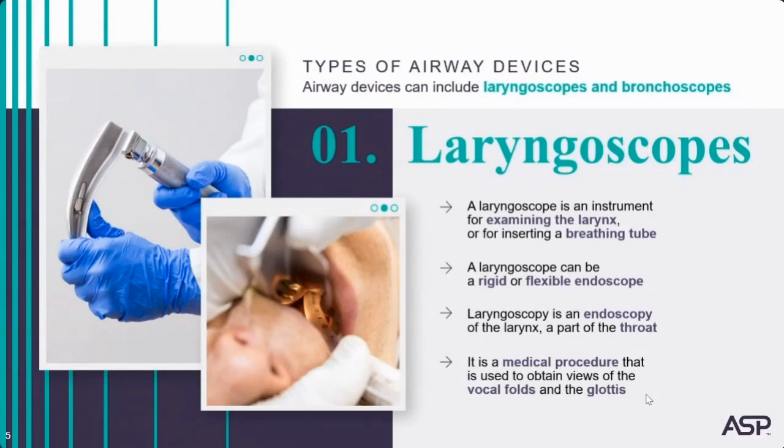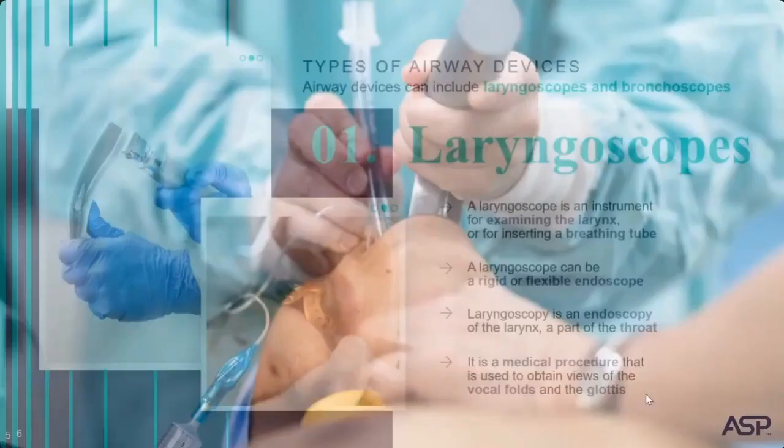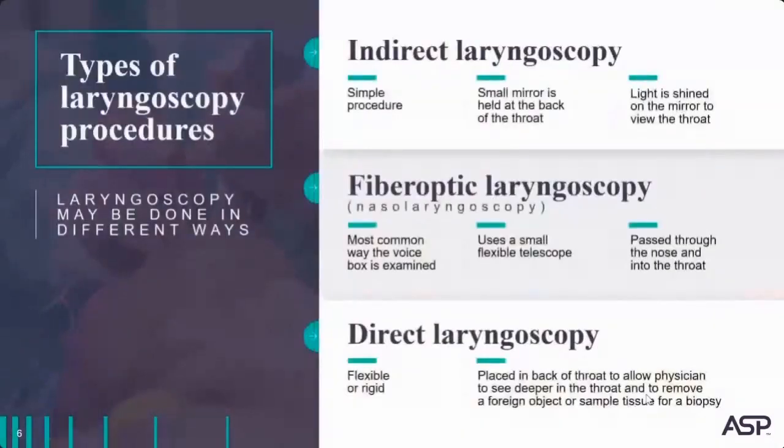There are both rigid and flexible laryngoscopes, which is used is dependent on physician preference and procedure. Laryngoscopy is an examination of the larynx, which is part of the throat, using a laryngoscope. As mentioned, there are rigid and flexible laryngoscopes.